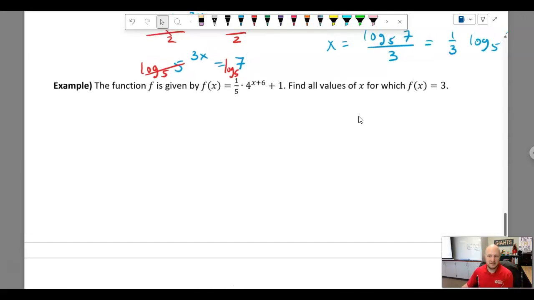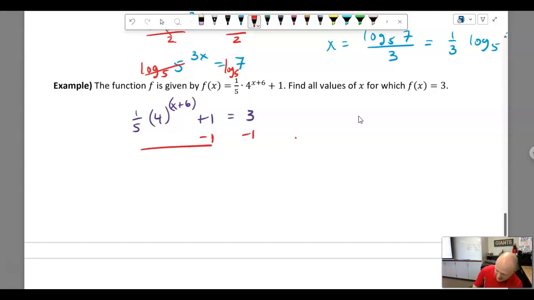The function f is given by f of x equals 1/5 times 4 to the power of x plus 6, plus 1. Find all values for which f of x equals 3. I'll set f, which is 1/5 times 4 to the power of x plus 6 plus 1, equal to 3. So again, undo addition and subtraction first. SADMET will say that.